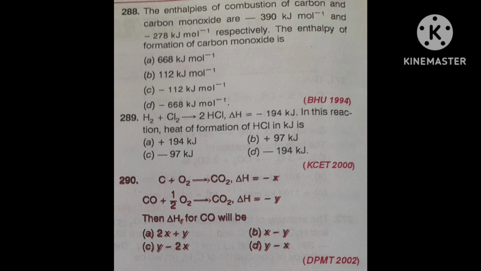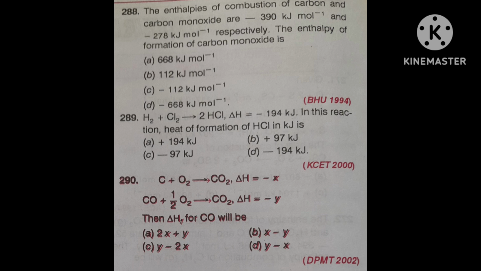Heat of formation is for 1 mole. This is the important thing. But in the reaction H2 plus Cl2 giving 2HCl, delta H is minus 194 kilojoule. Correct? Then this is for 2 moles. But you have to calculate for 1 mole because heat of formation is for 1 mole. But in the question, the value is given for 2 moles.